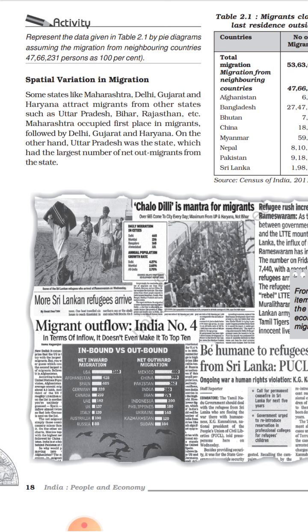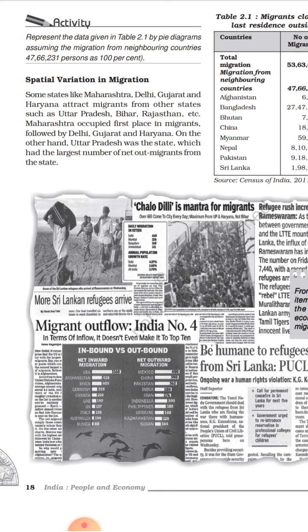As you know, some developed states in our country like Maharashtra, Delhi, Gujarat and Haryana attract migrants from other states such as Uttar Pradesh, Bihar and Chhattisgarh. Maharashtra occupied first place with 2.3 million net in-migrants. That is almost 23 lakh people migrating from different areas to Maharashtra. It is followed by Delhi, Gujarat and Haryana.